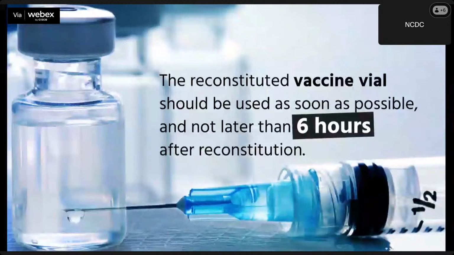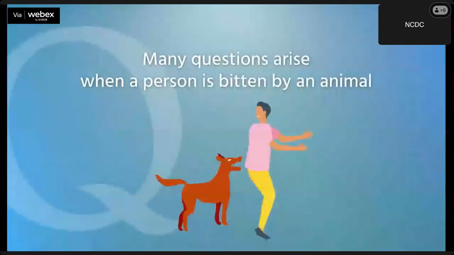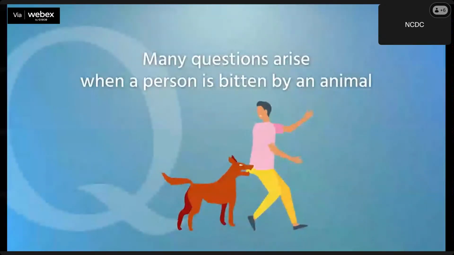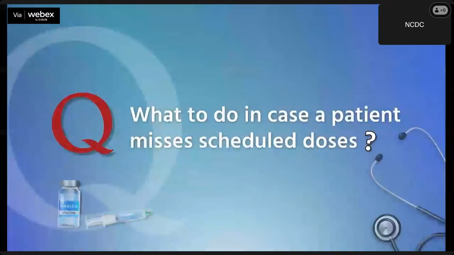Many questions arise when a person is bitten by an animal. What to do in case a patient misses scheduled doses? The vaccination schedule does not have to be restarted after 1 or 2 days of deviation. If a patient misses 1 or more of the first 3 doses and does not return on the scheduled dates, additional doses should be administered to complete the vaccine and provide adequate immunity.